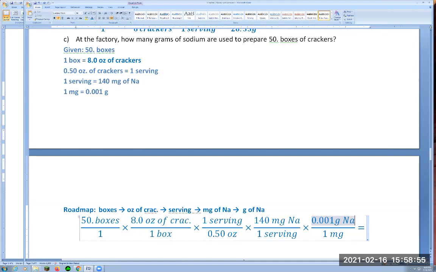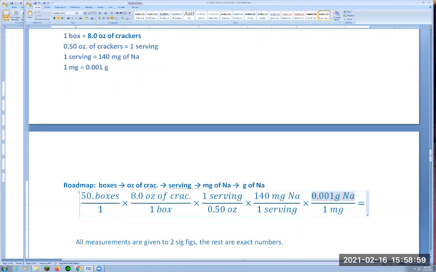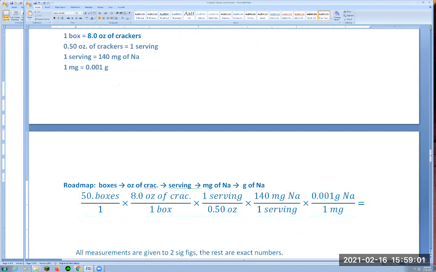So we are ready to, so if you check, because you always want to check if possible. If you check, you can cancel boxes, ounces of crackers, servings, milligrams of sodium, milligrams. And you're staying with grams of sodium. So the unit left will be grams of sodium.